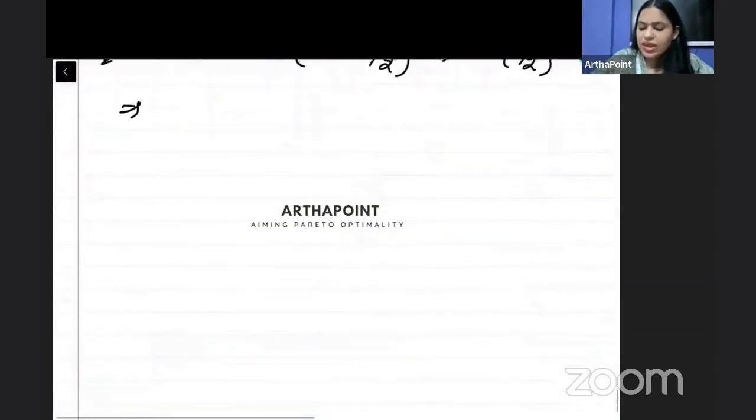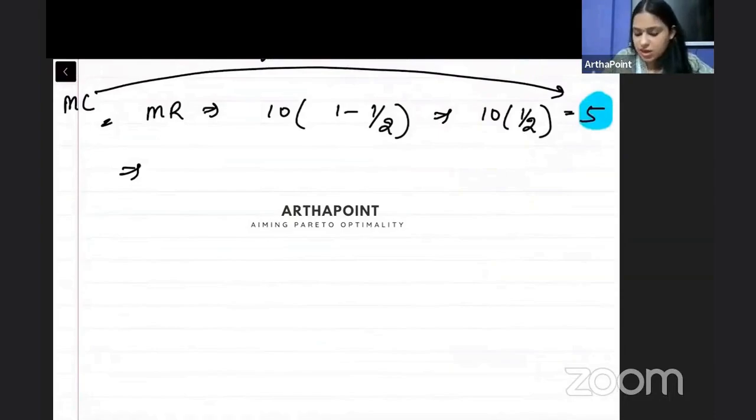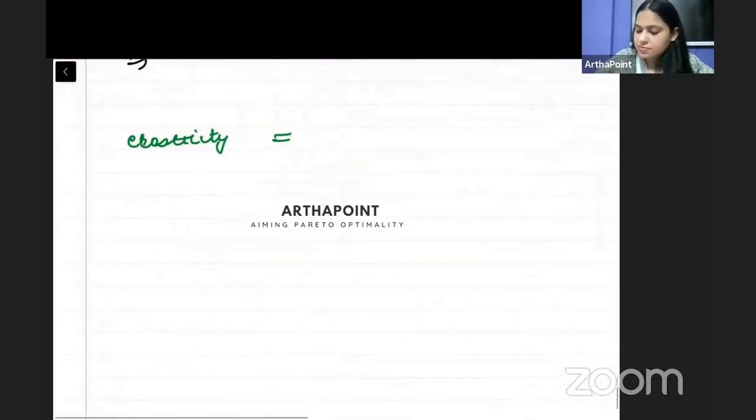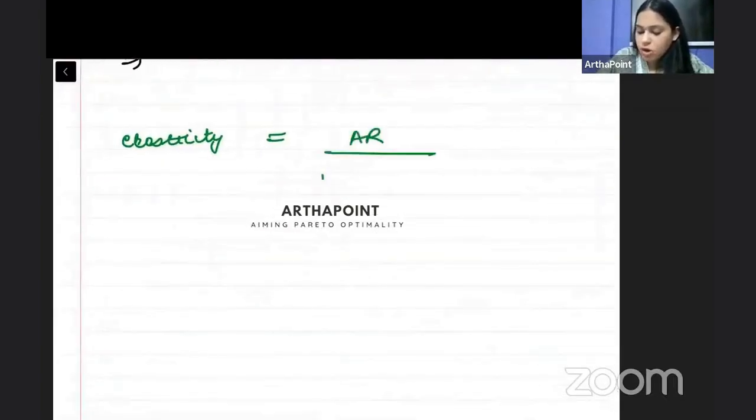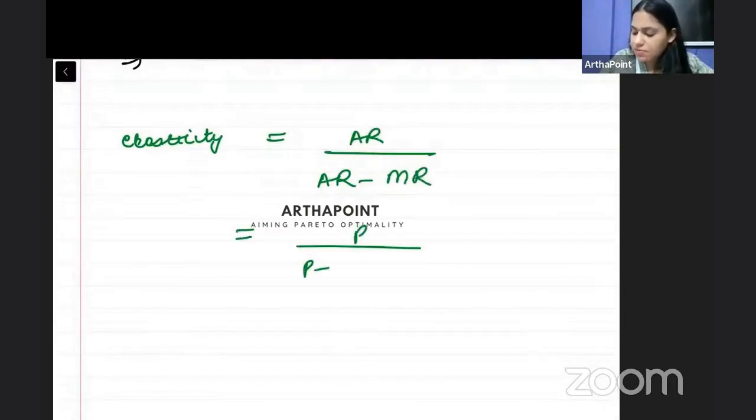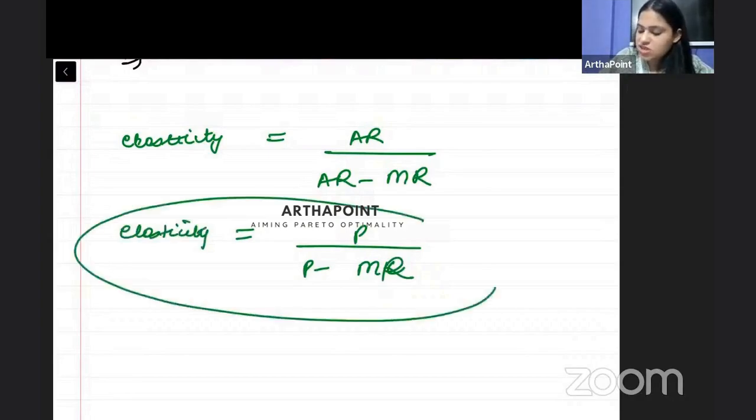ठीक है बेटा, तो एक basic formula, please write it down, that elasticity in absolute terms can be written as AR upon AR minus MR और P upon P minus MR. इसको हम elasticity बोल सकते हैं. Just use this formula and you will get the answer to this question. Okay? Yes, beta, you can use that formula.